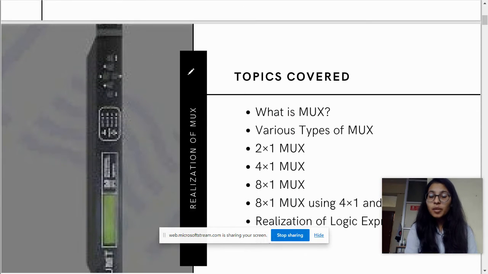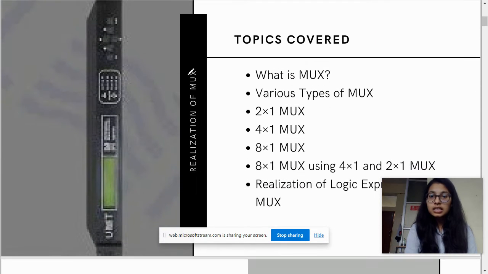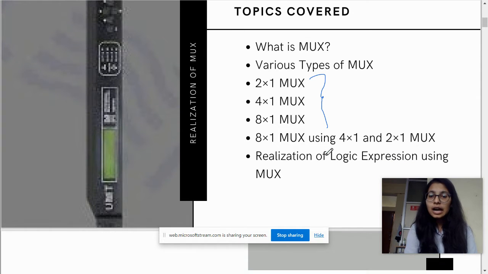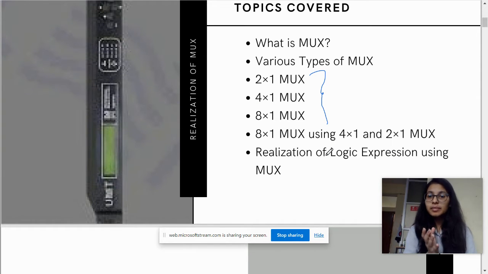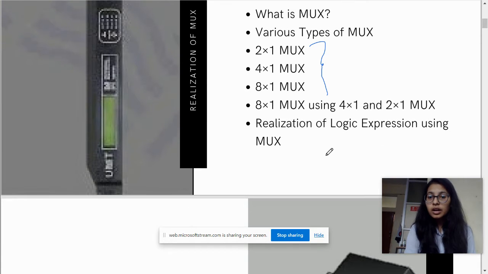So, the various topics that I'll be covering under this are what is multiplexer. We'll be learning what are the various types of multiplexer, and we'll be going into details about 2 cross 1 multiplexer, 4 cross 1 multiplexer, and 8 cross 1 multiplexer. Also, we'll be seeing how to implement 8 cross 1 multiplexer using 4 cross 1 and 2 cross 1 multiplexer.